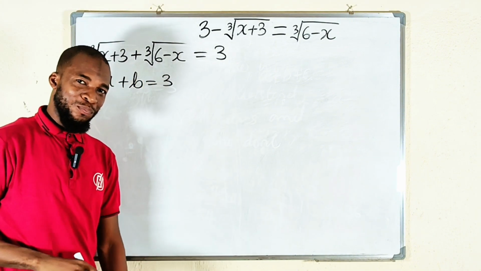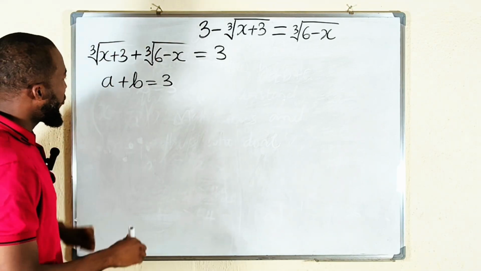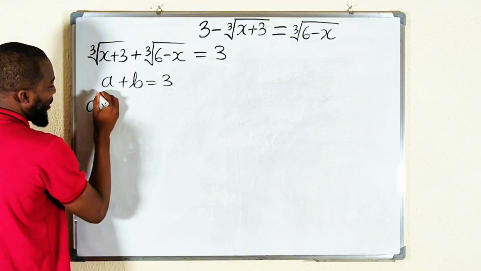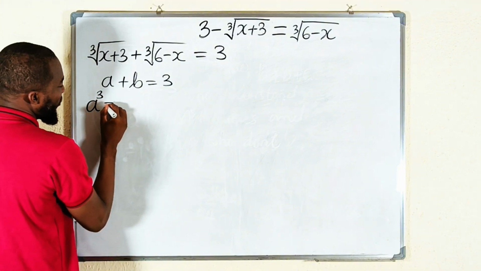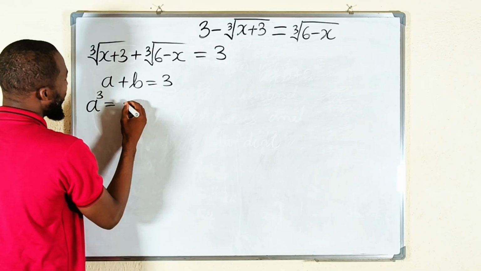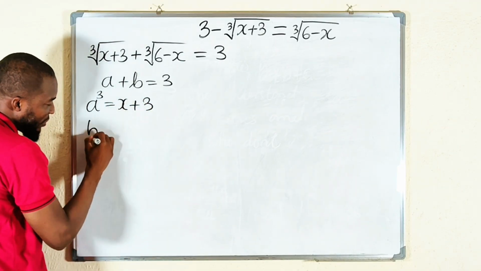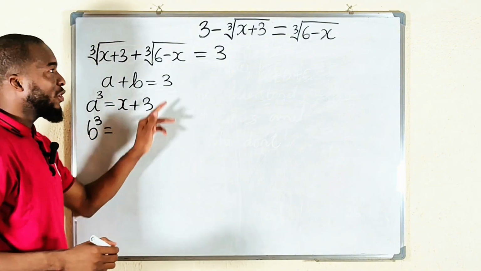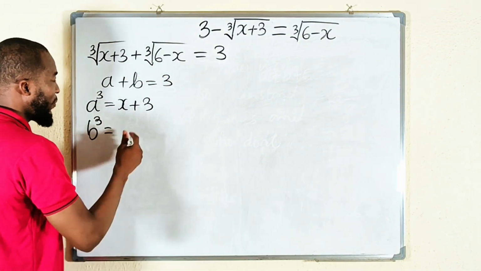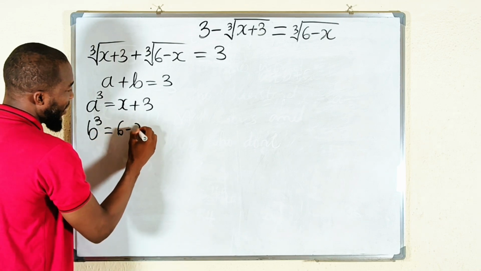Very important. And because this is a cube root, this is another cube root. What happens if I have a raised to the power of 3? A raised to the power of 3 will be this to the power of 3, which is simply x plus 3, right? And what about b raised to the power of 3? It is going to be this raised to the power of 3, which is going to eliminate the cube root, leaving only 6 minus x.